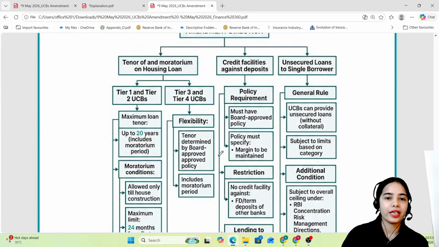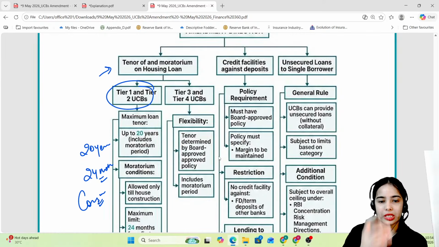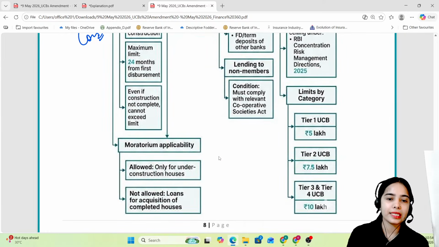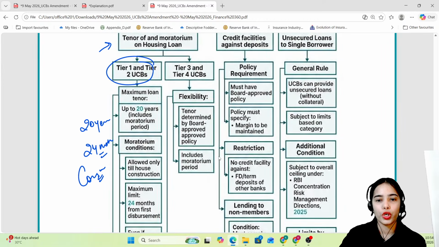Tenure and moratorium of housing loans: for tier 1 and tier 2, the tenure can be up to 20 years, moratorium can be maximum for 24 months. Okay, and moratorium can be given only for the construction phase. This is it. Then tier 3 and tier 4 UCBs, they can decide their own moratorium, they can decide their own time period of the housing loan.